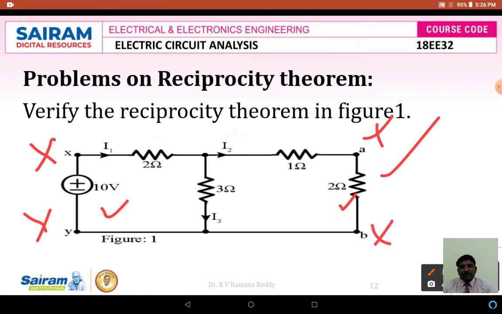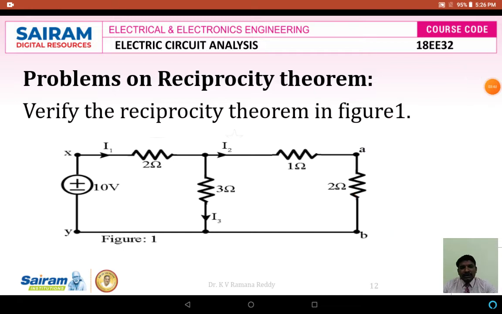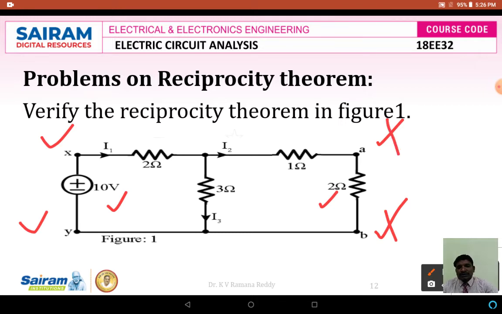According to the statement of the reciprocity theorem, it is a two-terminal linear bilateral network which consists of only one independent voltage source located at the terminals X and Y. The 10 volts voltage source is located at the terminals X and Y, and the load element, the 2 ohms resistor, is placed at the terminals A and B. Due to this 10 volts voltage source, it produces a current response, for example I, in the 2 ohm resistor.